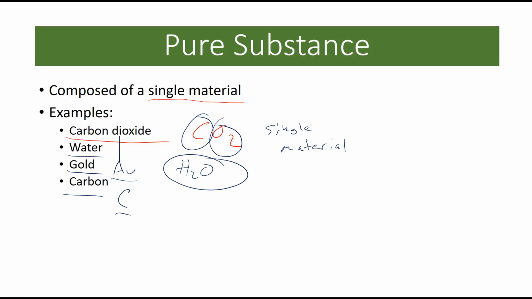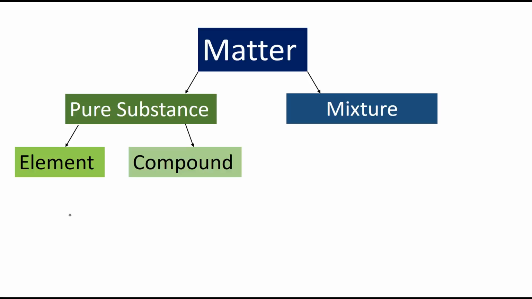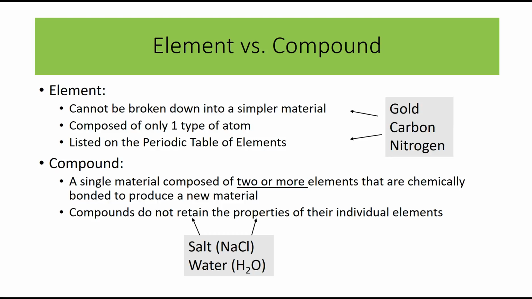All right, so pure substances can either be elements or compounds. Elements, again, would be like the examples on the last page, carbon or gold, whereas compounds are two or more elements chemically bonded. Elements cannot be broken down into a simpler material. So gold is just gold atoms, carbon is just carbon atoms, nitrogen is just nitrogen atoms. And those are what we find on our periodic table. There's a whole big list of them.